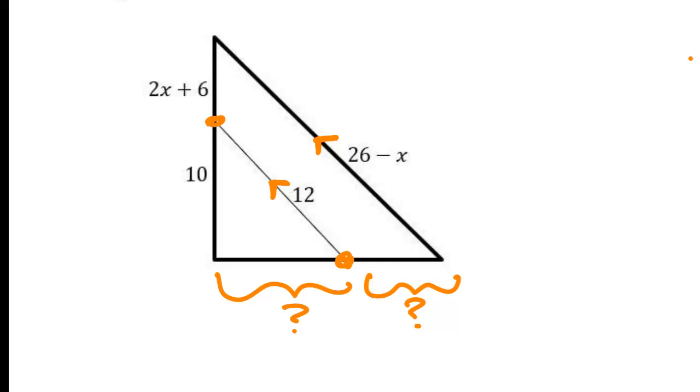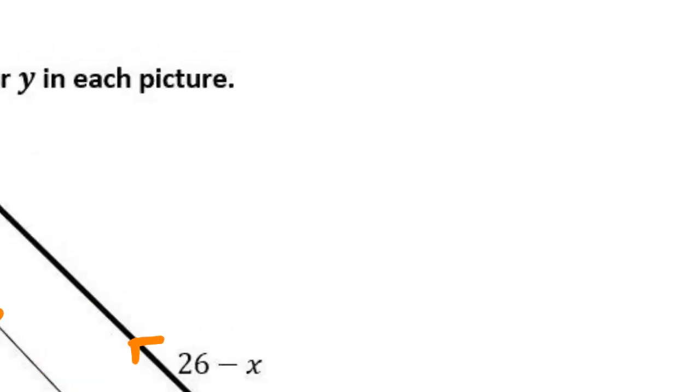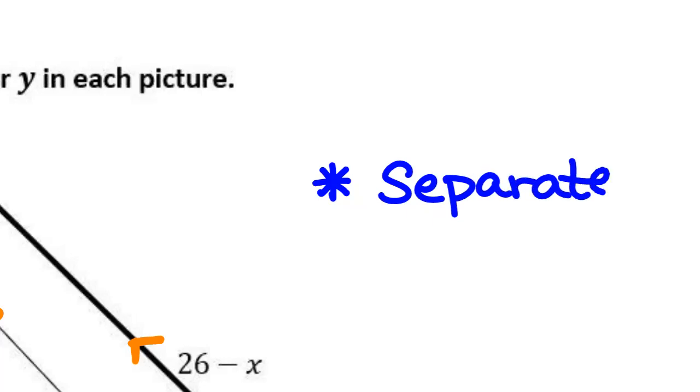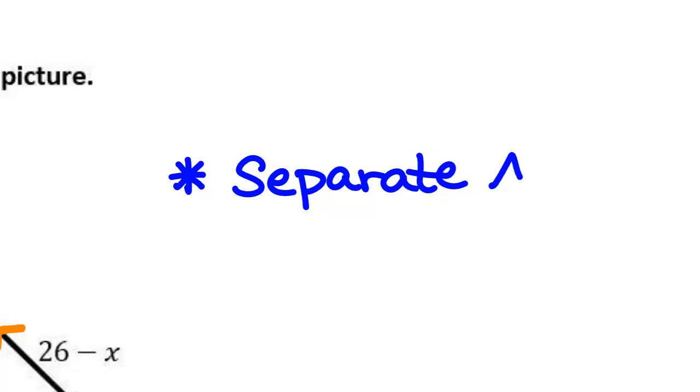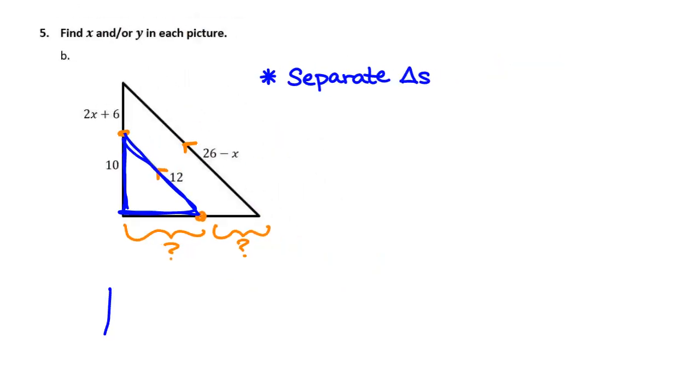So I'm going to have to use an old tool that we've used already, where we are going to split this into two triangles. We're going to separate the triangles. When I say separate triangles, I'm going to draw the little one. Let's do that right down here. So here's the little triangle. And then I'm going to draw the larger triangle.